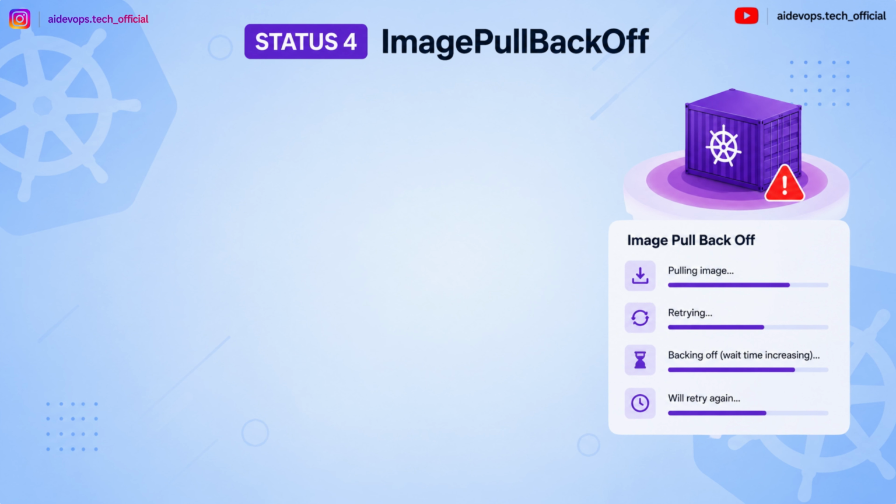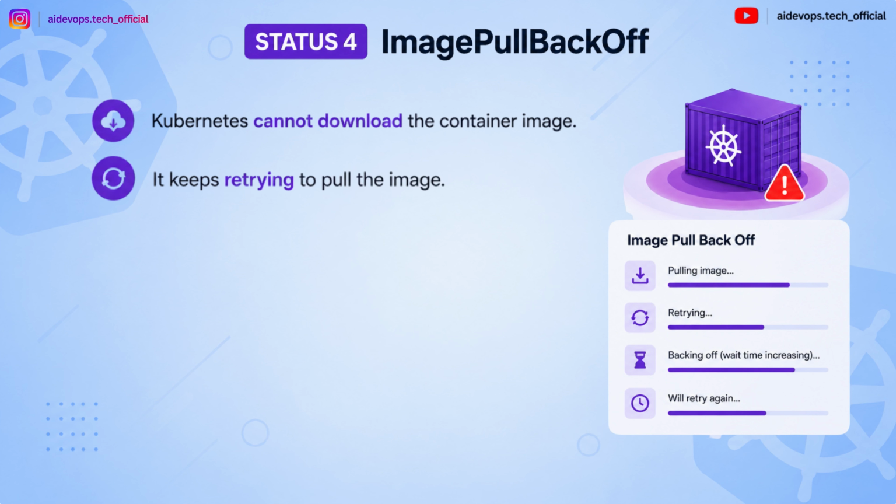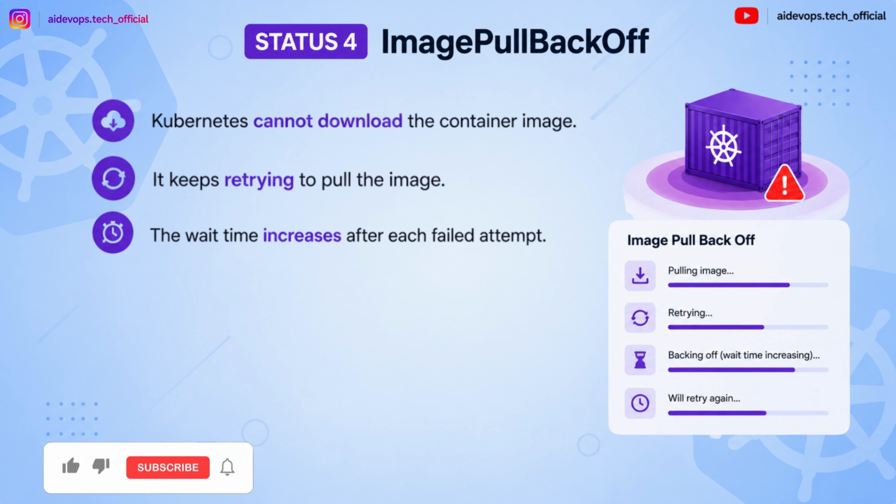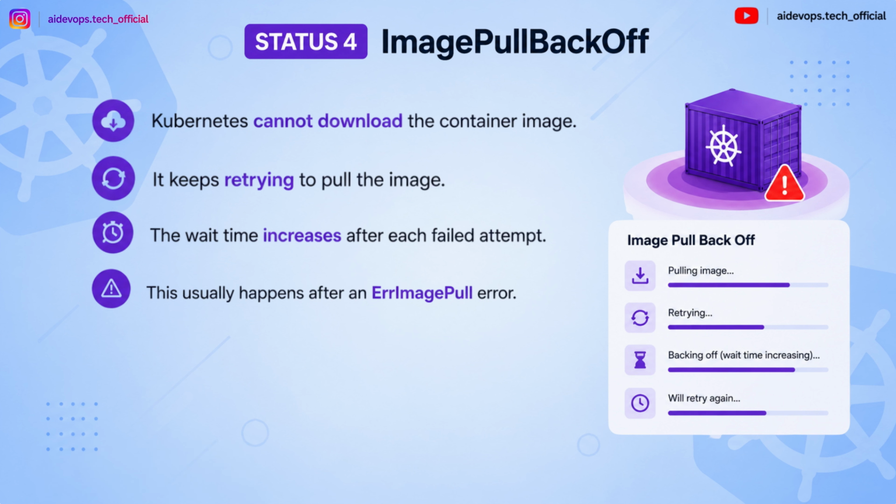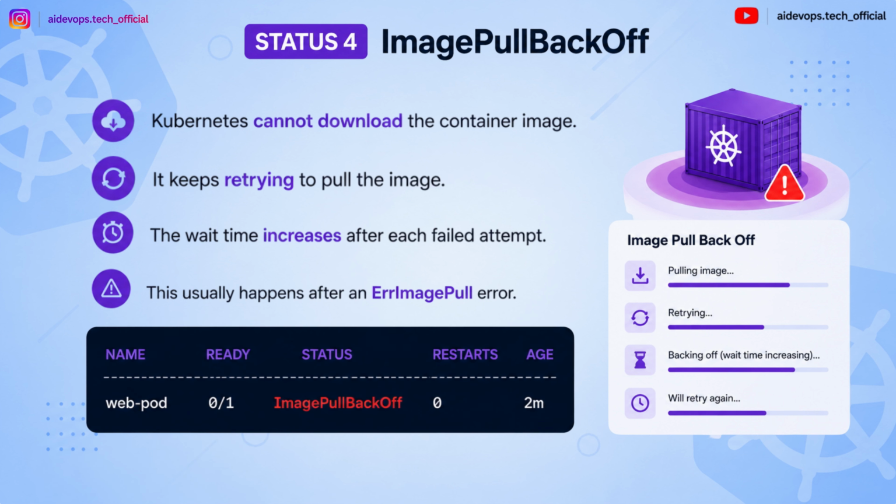Next, we have ImagePullBackOff. ImagePullBackOff means Kubernetes cannot download the container image and keeps trying again and again. Usually, it starts with ErrImagePull, and after that, Kubernetes waits a few seconds and retries. If it keeps failing, the status will change to ImagePullBackOff, and you will see something like this. A common example is when the pod is trying to download the image from a private container registry, but Kubernetes does not have the required credentials to access it.